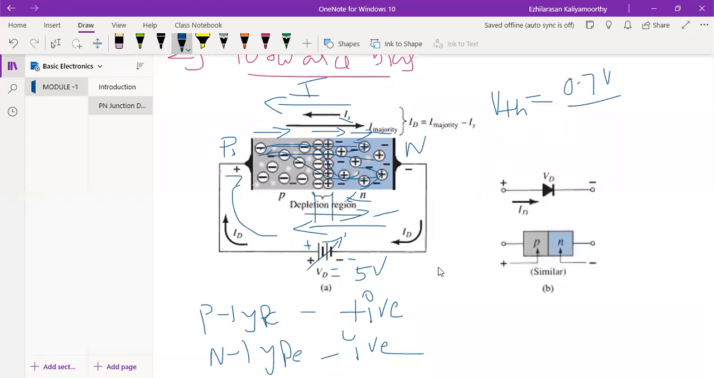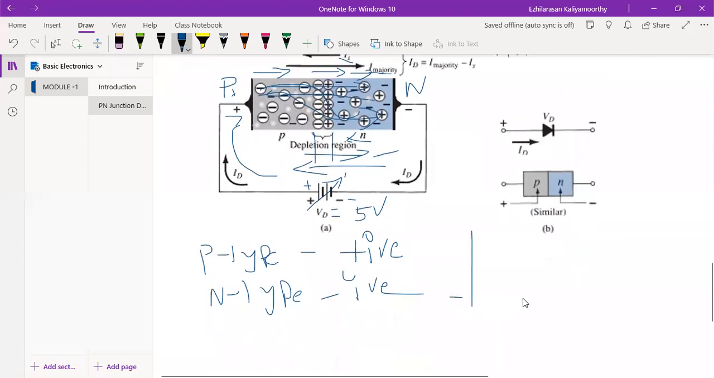Now, if I connect VD equal to, for example, 5 volt, initially VD is equal to 0. Just I will show it like this in a graph. This is your VD, and this will be your ID. Now, if VD is equal to 0, what will be ID? The applied voltage is 0, so there will not be any current. So this will be 0 only.